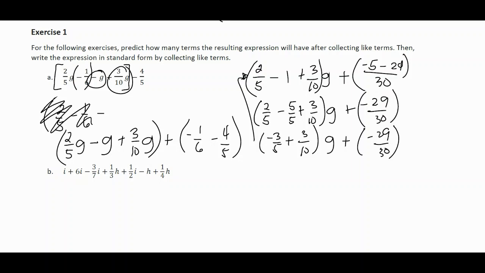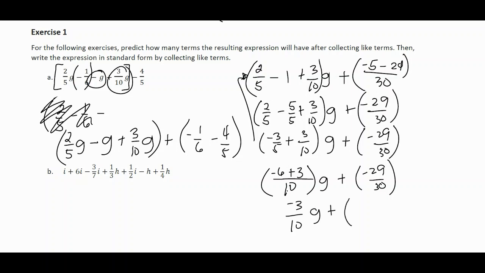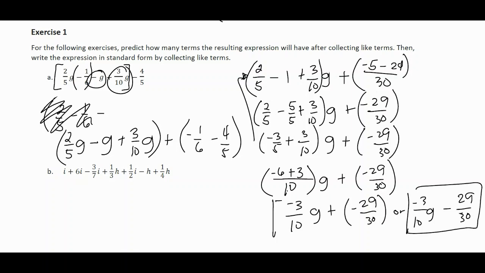For this one, we can use the butterfly method, or we can simply find the least common denominator, which is 10. So 10 divided by 5 is 2 times -3 is -6, plus 10 divided by 10 is 1 times 3 is 3. So -6 plus 3 is -3/10 g plus -29/30. Or I can also accept -3/10 g minus 29/30. So either of the two.